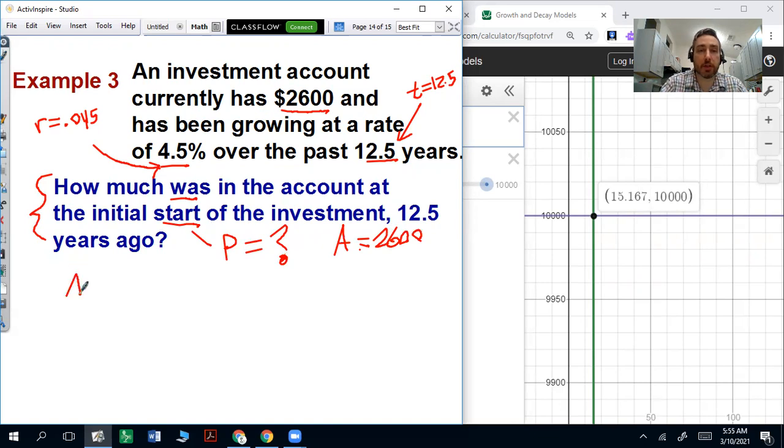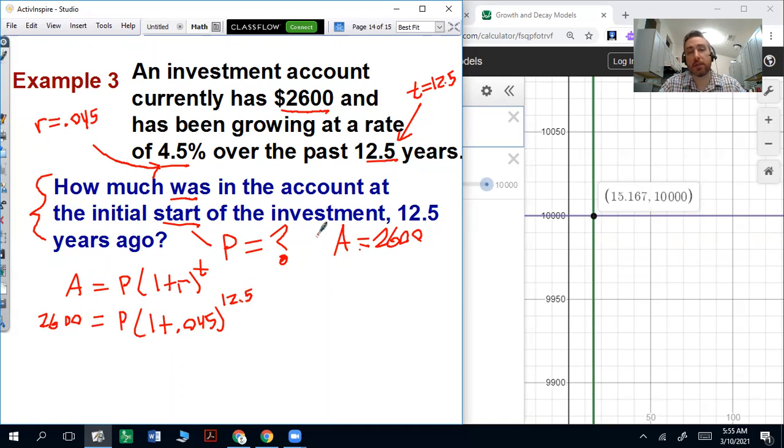So think about your formula. This is a growth problem. A equals P, 1 plus the rate to the T power. We have our final amount. We have our rate. And we have the 12.5 in for our T. Now we have a few ways to do this. First, let's combine the 1 and the 0.045. So 2,600 equals P times 1.045 raised to the 12.5 power.